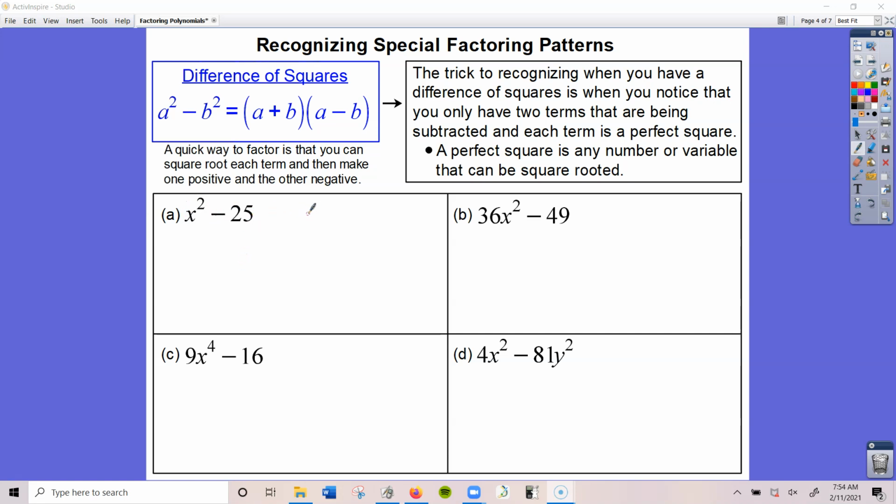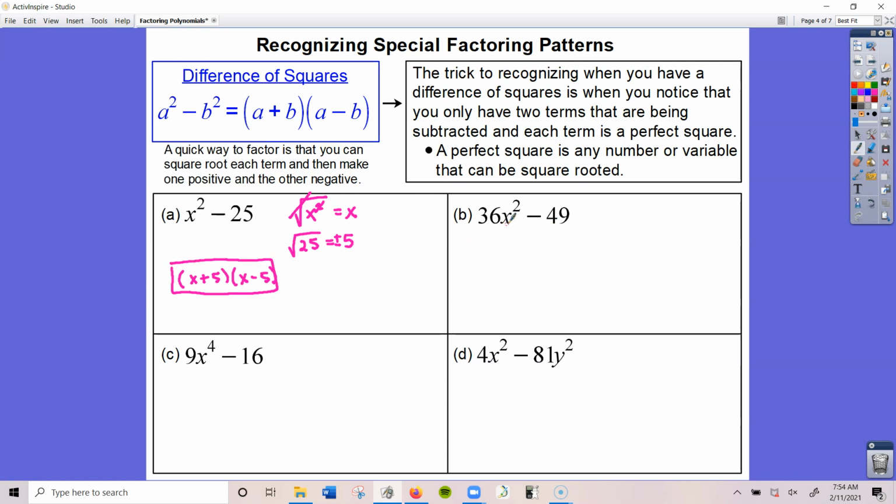So what we do is we take x squared and we square root it. This cancels with this and we're left with x. And then we get 25 and we square root it, and the square root of 25 is 5. So our factors would be x plus 5, x minus 5. Since remember, when you square root a number, it's always plus or minus. So positive 5, negative 5, and that's it.